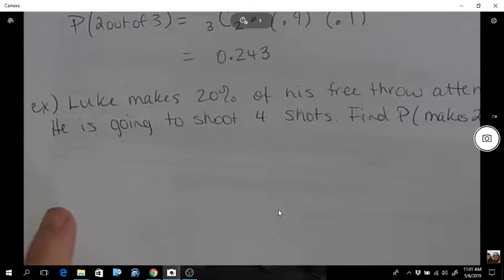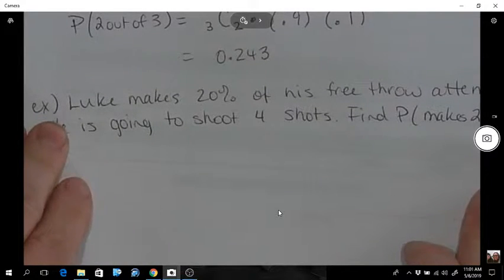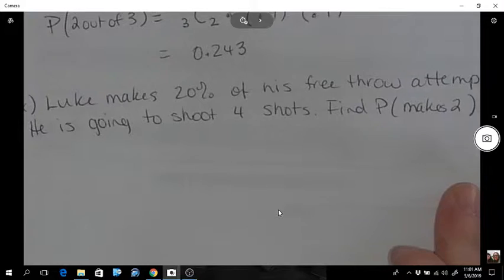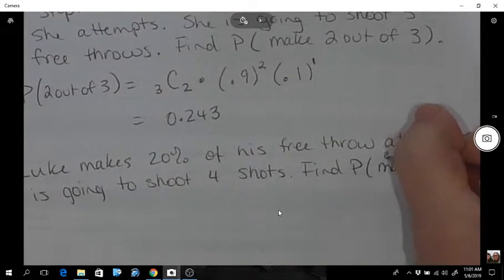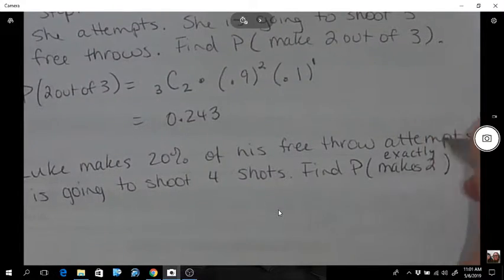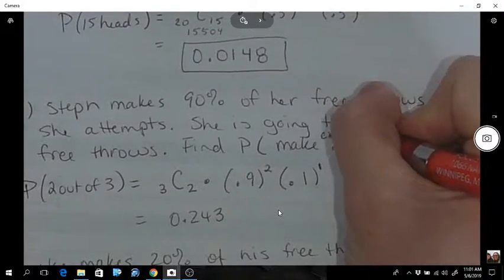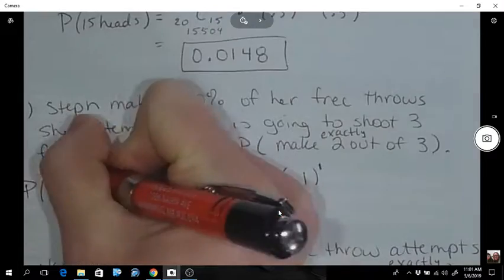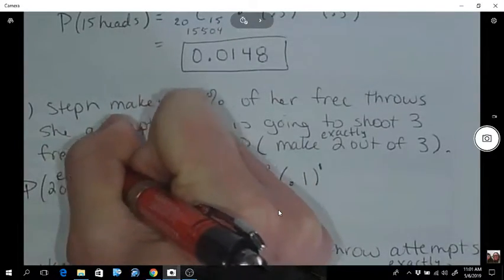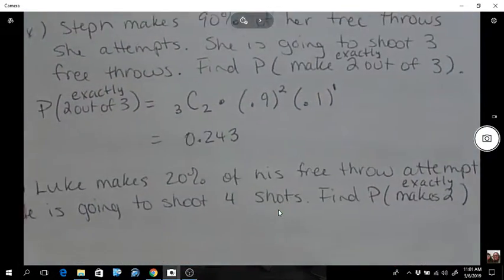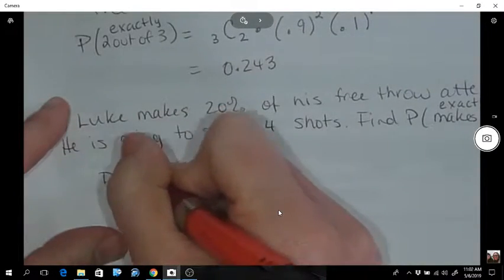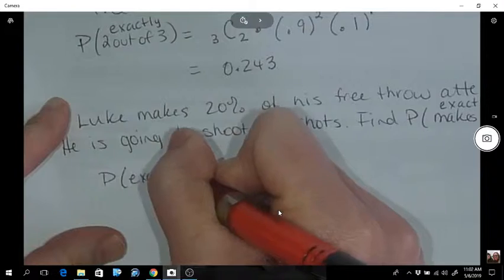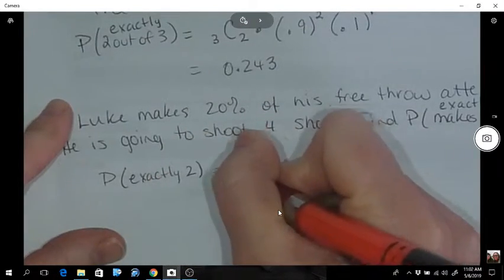Luke makes 20% of his free throws. He's going to shoot 4. What's the probability that he makes exactly 2? Okay, so this is important to understand: it's exactly. So the probability that he makes exactly 2.